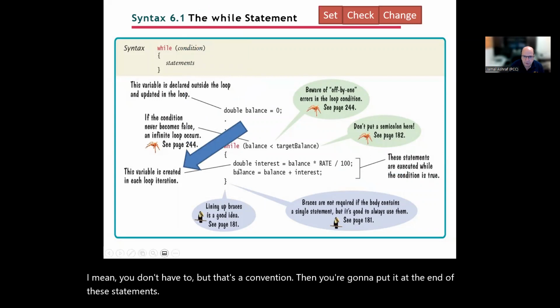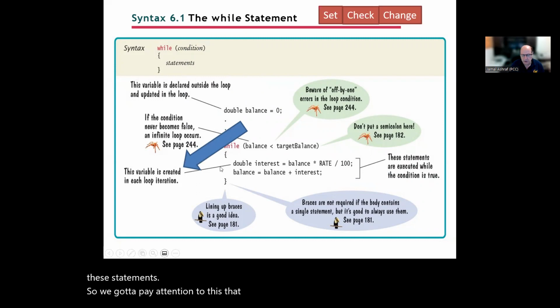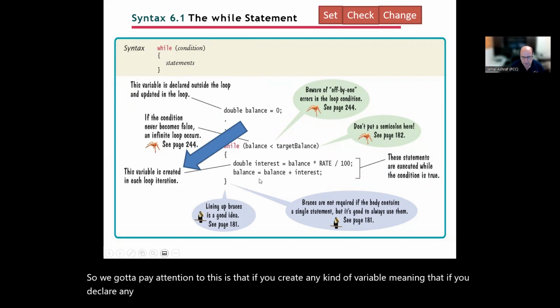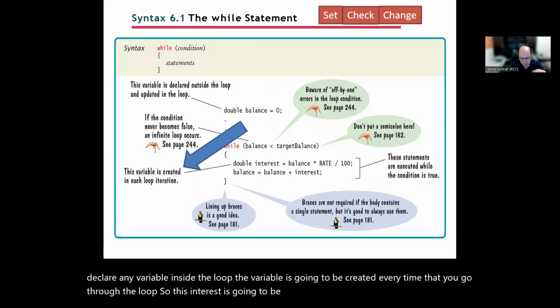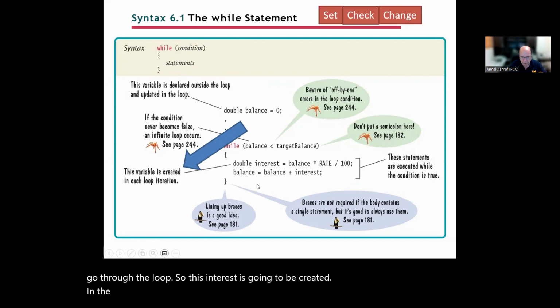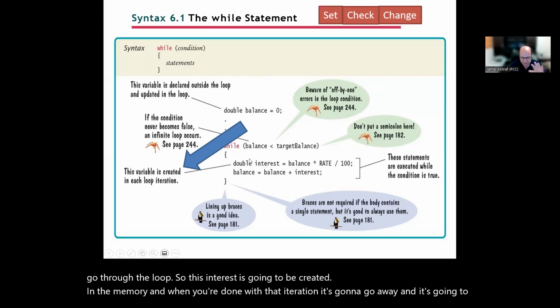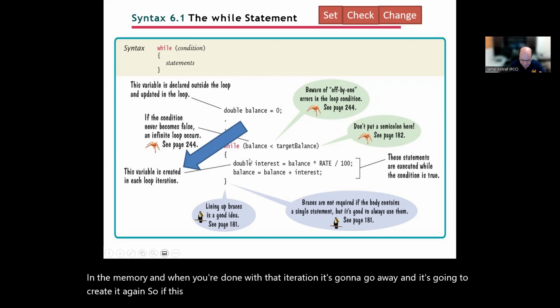So we're going to pay attention to this, that if you create any kind of variable, meaning that if you declare any variable inside the loop, the variable is going to be created every time that you go through the loop. So this interest is going to be created in the memory, and when you're done with that iteration, it's going to go away and it's going to create it again. So if this happened for 20 times, this variable has been created 20 times and it's deleted 20 times. So that's what's happening with this variable.